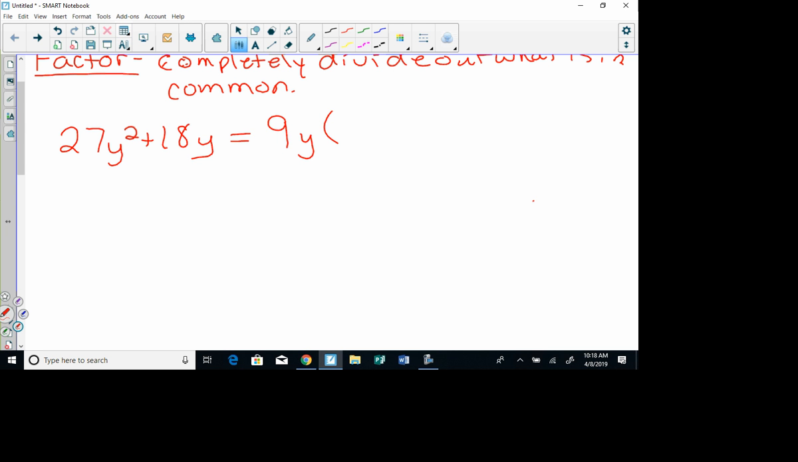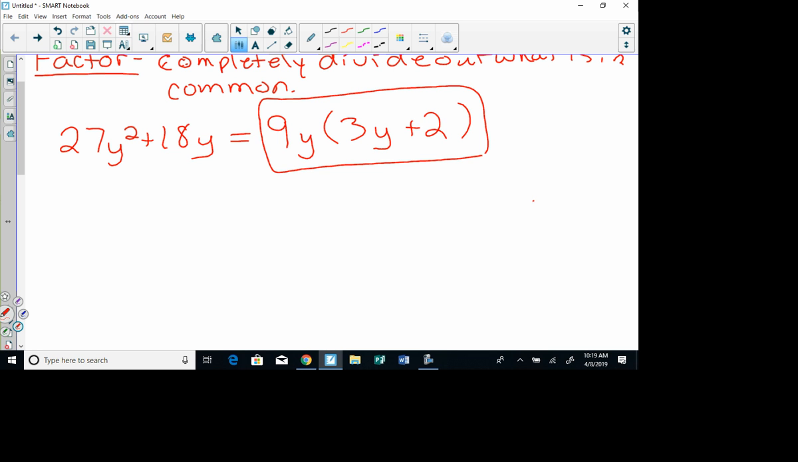When I take this divided by 9y, well, 27 divided by 9 is 3. Y squared divided by y is y. Then I look at 18y and I say, okay, 18 divided by 9 is 2. Y divided by y is 1. 2 times 1 is just 2. So this is that factor. Now, can you see how that's the opposite of the distributive property? Do you see how that's the opposite?